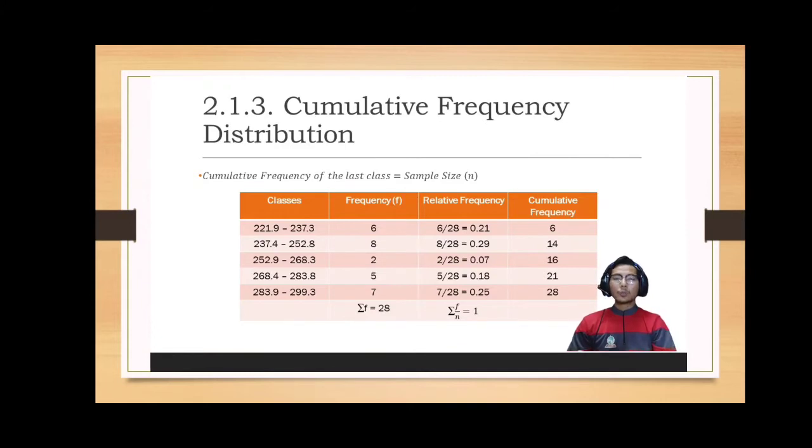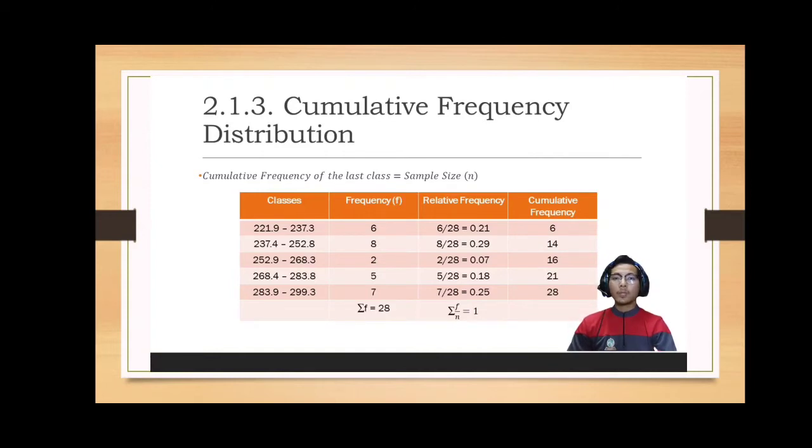Next one is 2.1.3, cumulative frequency distribution. The formula is that the cumulative frequency of the last class equals the sample size. So we need to make a table again to analyze the data. The first column is classes, the second column is frequency, the third column is relative frequency, and the fourth column is cumulative frequency.